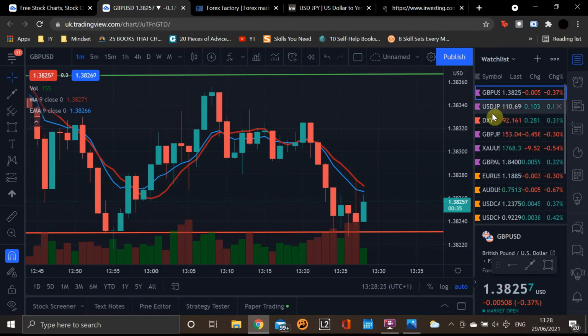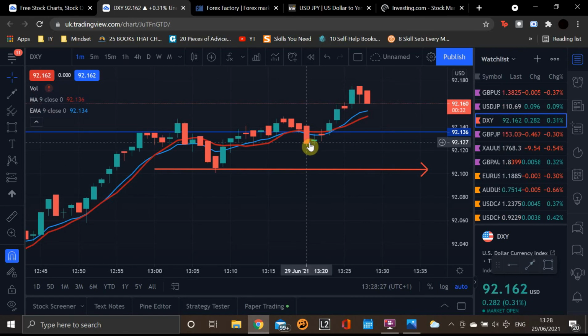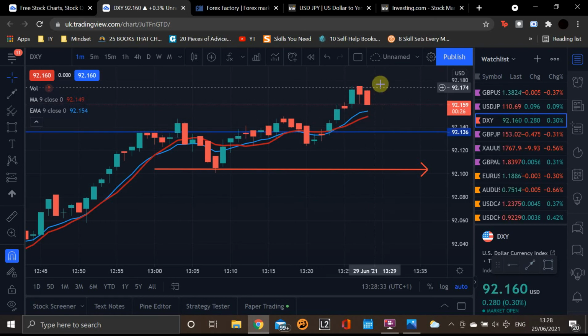Let's look what the DXY is doing. So the DXY broke out. It's probably going to retrace and touch this area again, then go up.